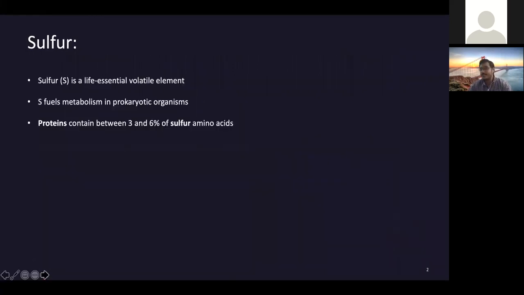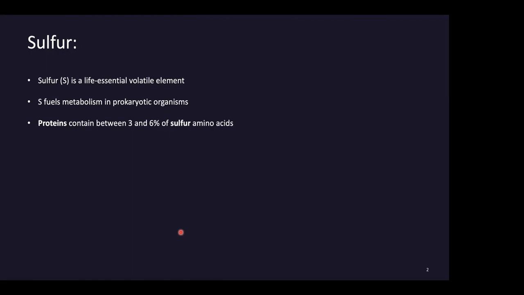Sulfur is an essential ingredient for life, and it fuels the metabolism of countless different prokaryotic organisms, which has evolved throughout the history of life on Earth. Protein contains about 3 to 6% of sulfur amino acids, which are used to build and fix DNA, protect cells from damage, and prevent serious diseases. Thus, we can say that sulfur has important uses in the human body.